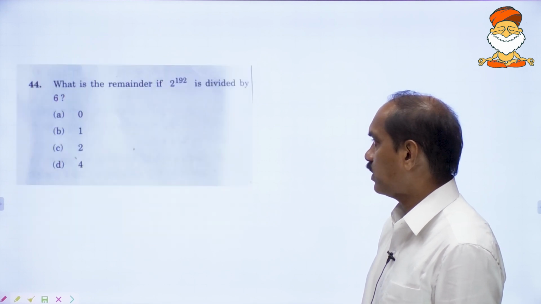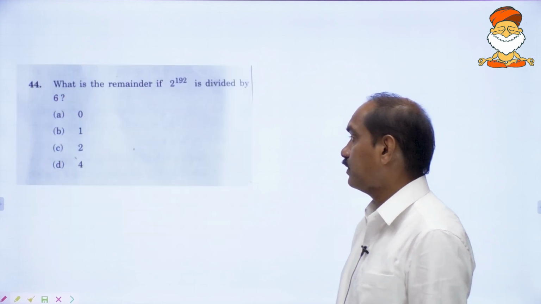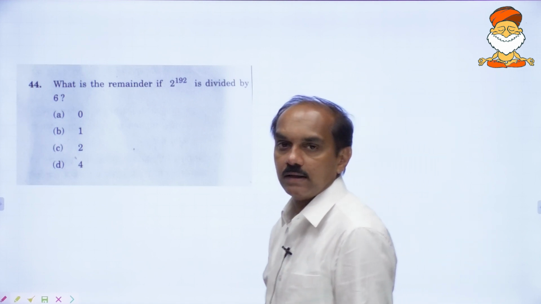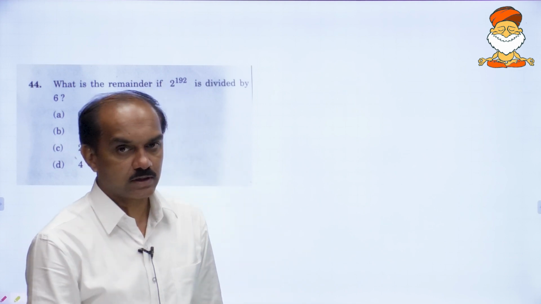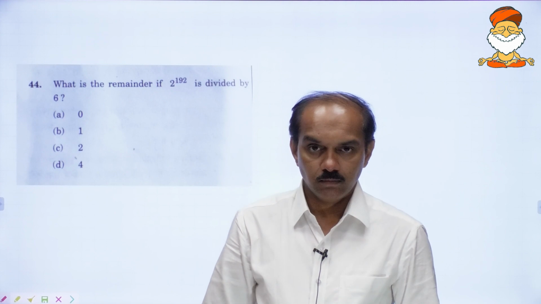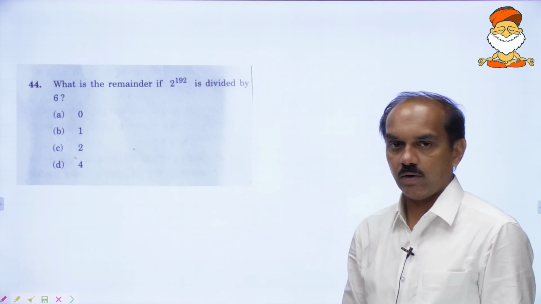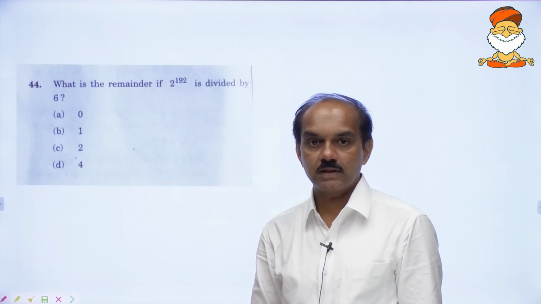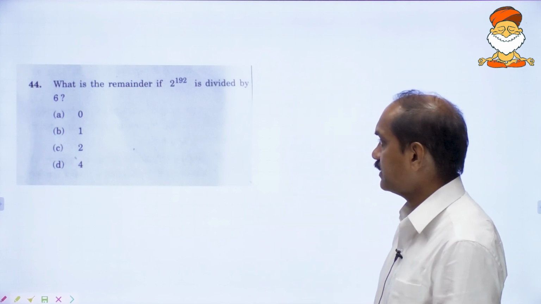Moving on to the next one, what is the remainder if 2 to the power 192 is divided by 6? This is a bit tricky question, a bit different problem. Questions have appeared like this before also, but this is not like that. This is a bit different.